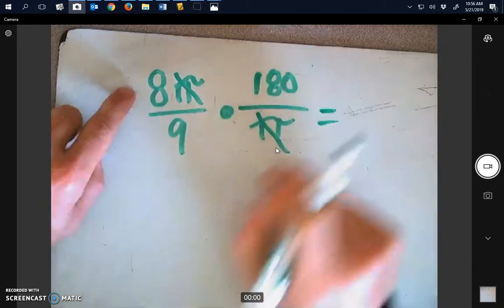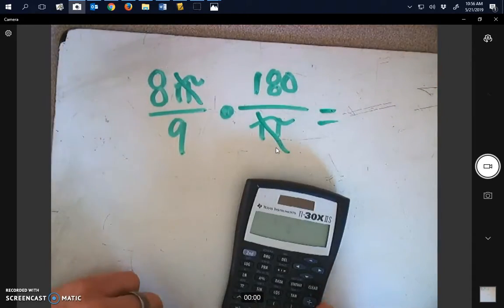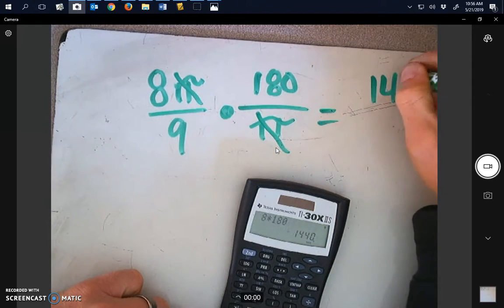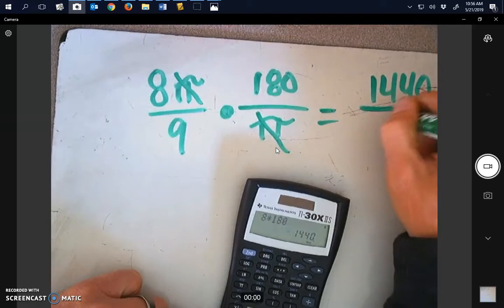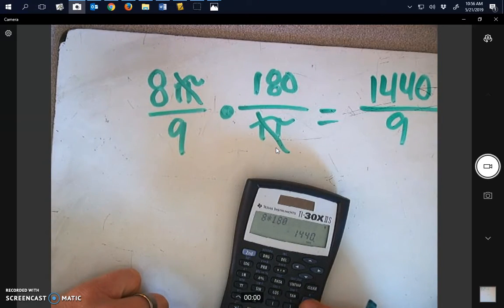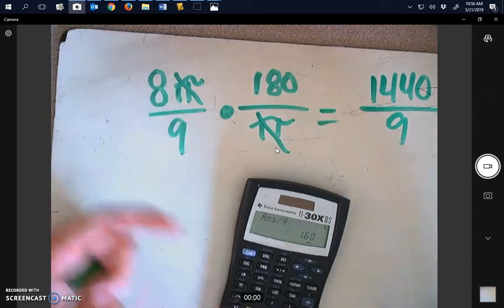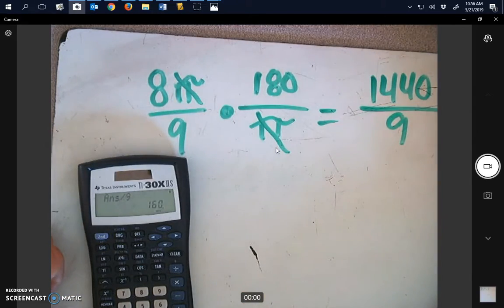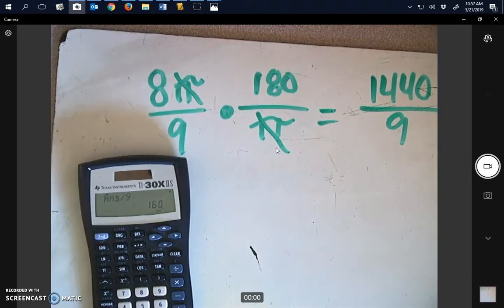And then 8 times 180, we get 1440 all over 9. Let's see if 1440 over 9 is an answer. And we get 160 exactly. So the answer for the first question would be 160 degrees.